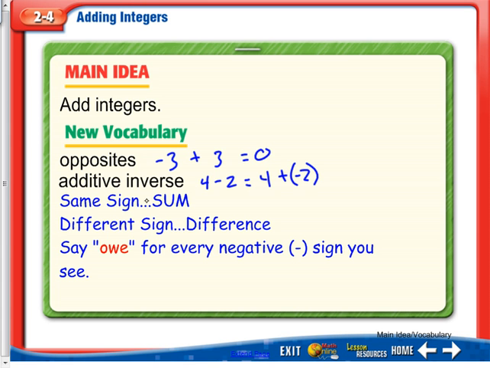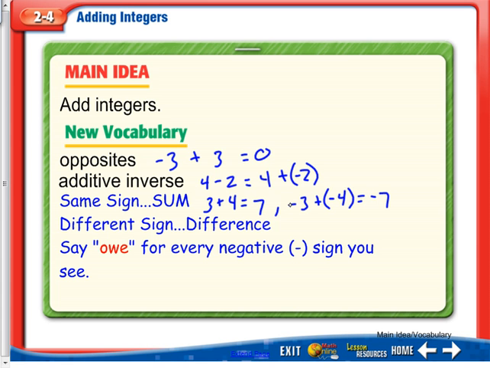Same sign equals a sum. So if I have 3 plus 4, I just find the sum. Sum means add. So 3 plus 4 is 7. If I had two negative numbers, I would say -3 plus -4, and that equals -7. If I have the same sign, all I have to do is add the absolute values. The absolute value of 3 is 3, the absolute value of 4 is 4, so just add the two. 3 plus 4 is 7.